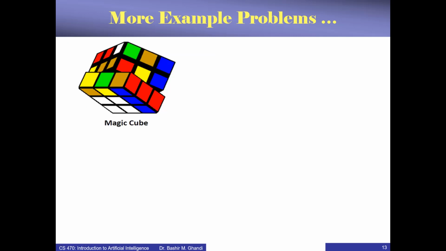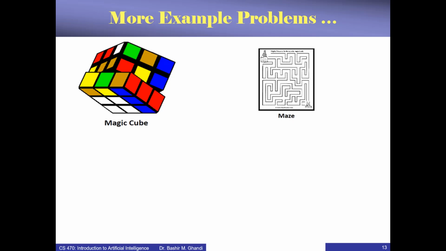There are many, many other problems that can be solved using these searching techniques, and usually the agents will be represented as goal-based agents, where the problem is formulated as we saw in these few examples. Another example is the magic cube. I'm sure you know that, to arrange all the cubes such that each side has one color. So one side will be completely white, another side will be red, and so on.